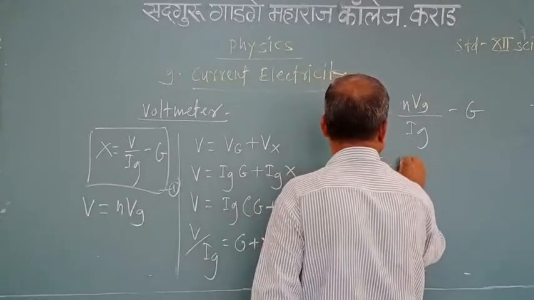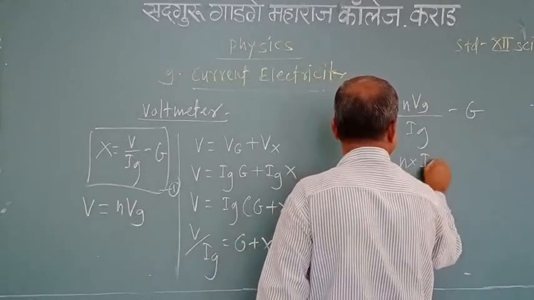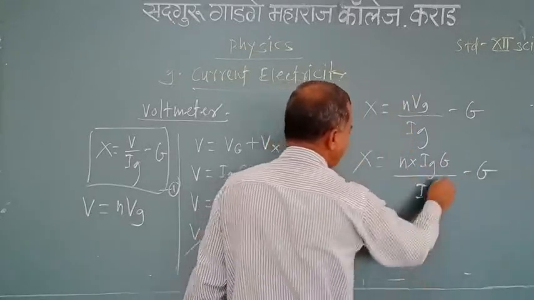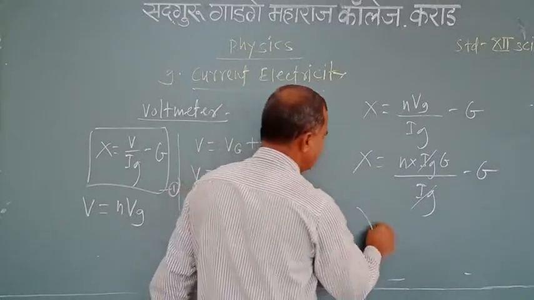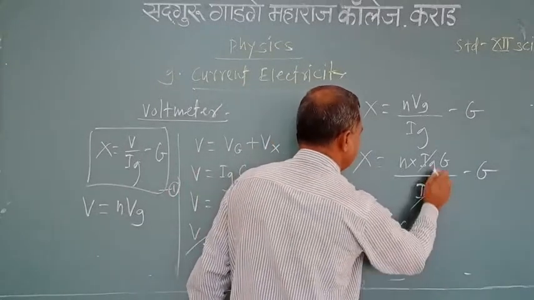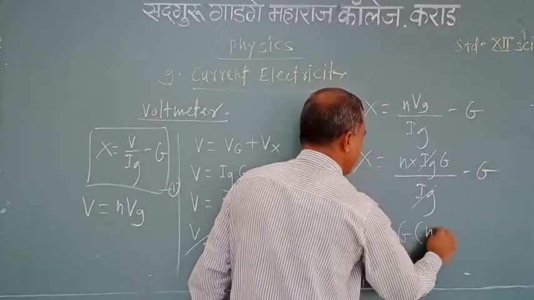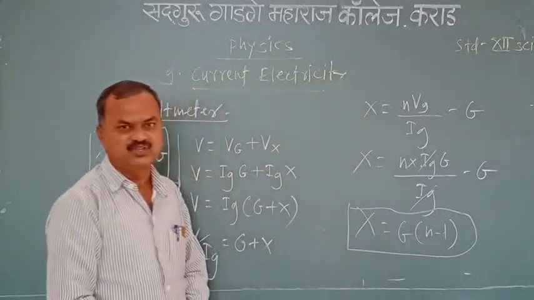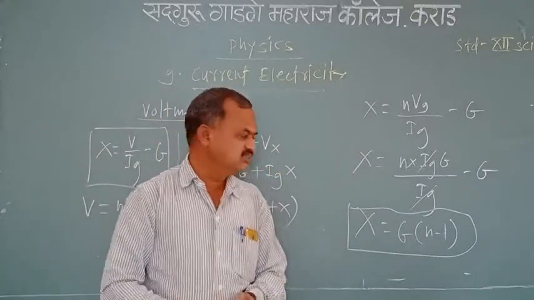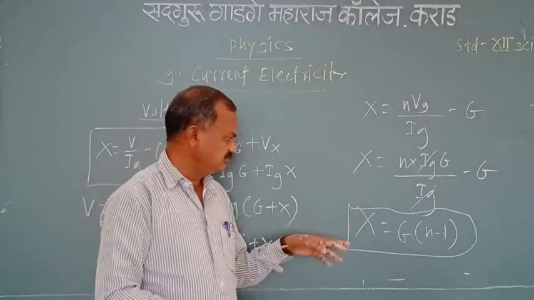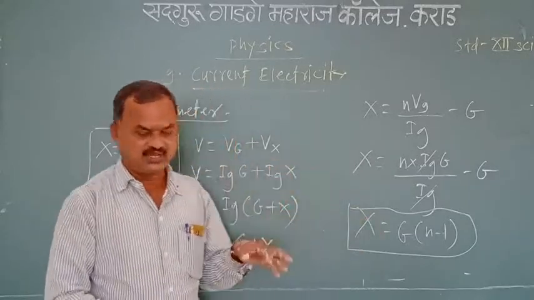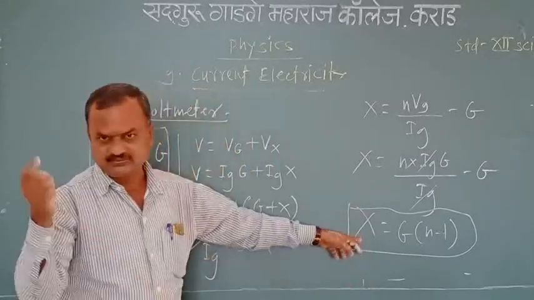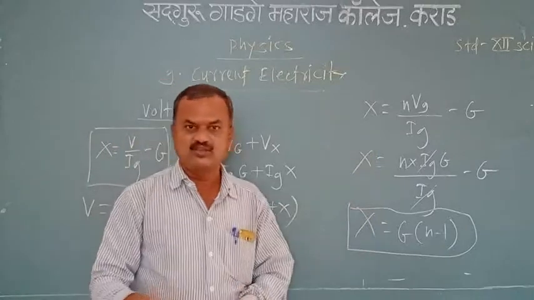Using Ohm's law, Vg is equal to Ig into G, so X equals N into Ig into G divided by Ig, minus G. This term Ig is common, and gets cancelled. Therefore, X equals G into bracket N minus 1. This is another formula of X in terms of N. That means if we have to increase the range of that instrument N times, we have to connect this amount of high resistance in series with the coil of the galvanometer.